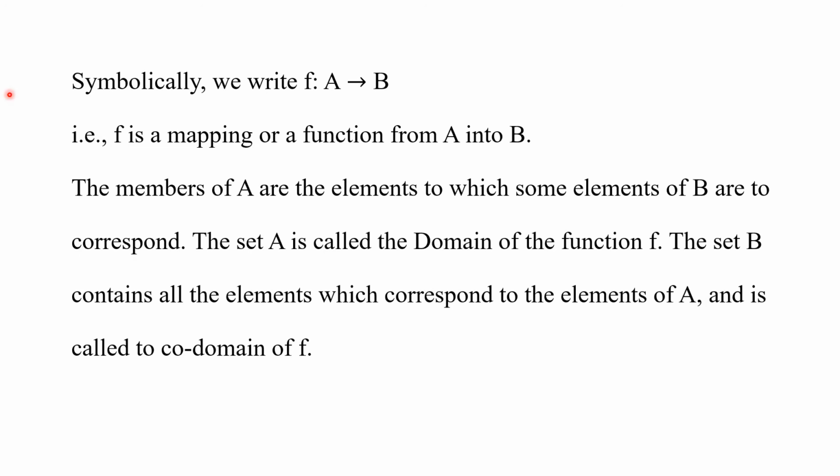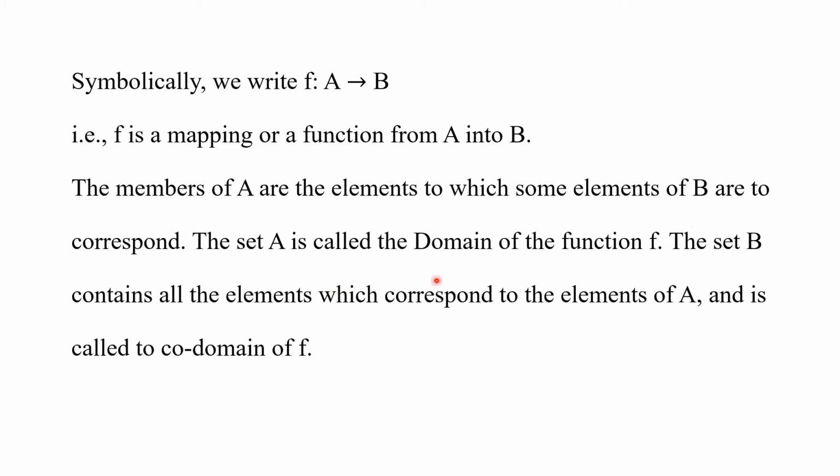Symbolically, we write the function f from A to B like this. f colon A arrow B. This is f from A to B. That is a mapping or a function from A into B. The members of A are the elements to which some elements of B correspond.